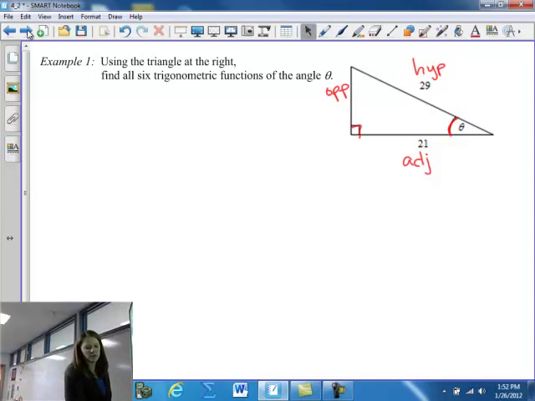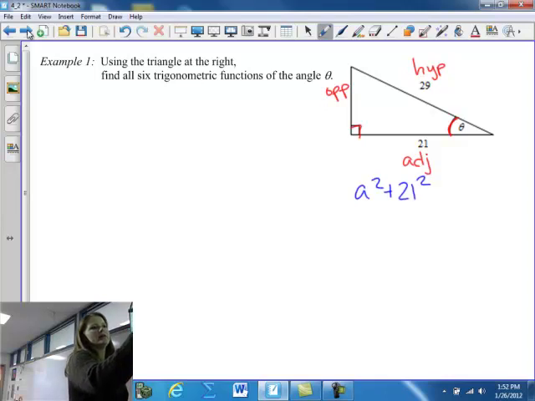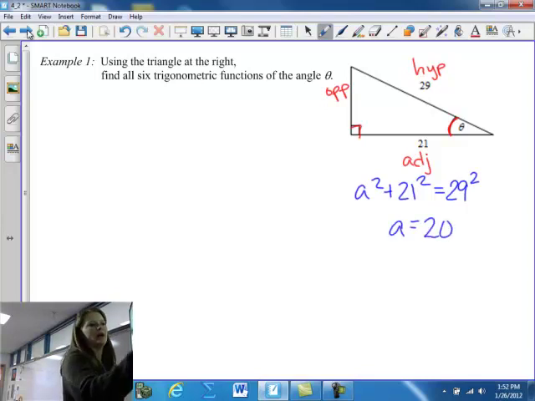What do we know about the sides of a right triangle? A squared plus B squared equals C squared. Yes, it does. So a squared plus 21 squared equals 29 squared. If you don't know how to do that, come see us. What'd you get for A, Mr. Lucky? I got 20. I did too. That's good. Okay, so our three sides of our triangle are 20, 21, and 29.